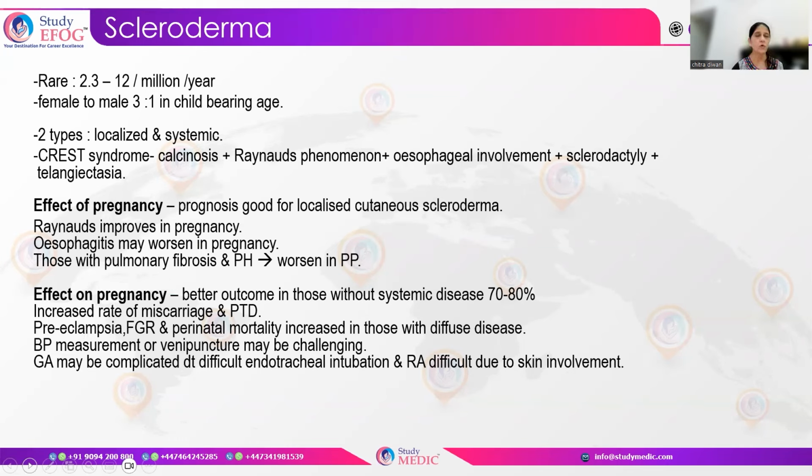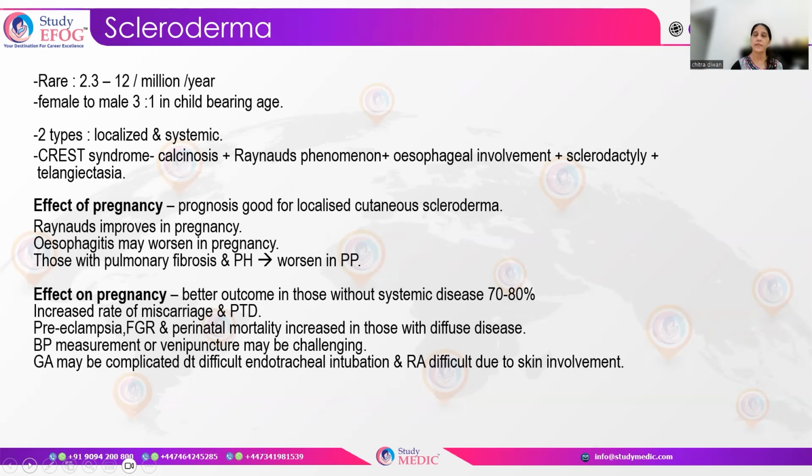Effect of scleroderma on pregnancy. For those without systemic disease, the outcome is better in 70 to 80% of the women. There is an increased rate of miscarriage and preterm delivery, and those who have diffuse disease can have preeclampsia, fetal growth restriction, and increased perinatal mortality. For these women, measurement of blood pressure and doing a venipuncture may be challenging.